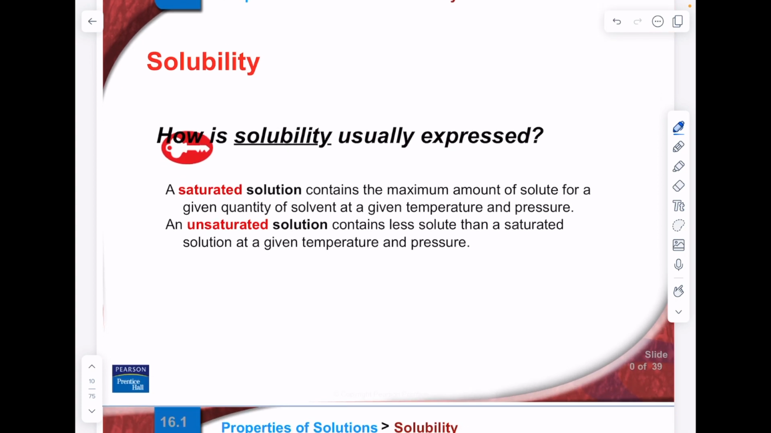All right, solubility. How is solubility usually expressed? Well, we can talk about a saturated solution. A saturated solution means that at a given temperature and a given pressure, if we're talking about gases, the volume of our solvent can reach a limit in terms of how much solute can be dissolved in it.